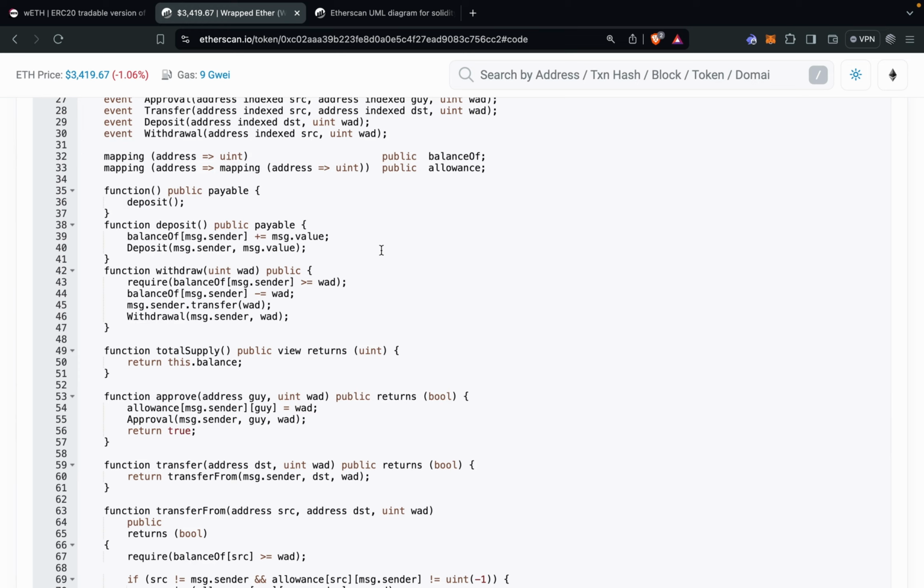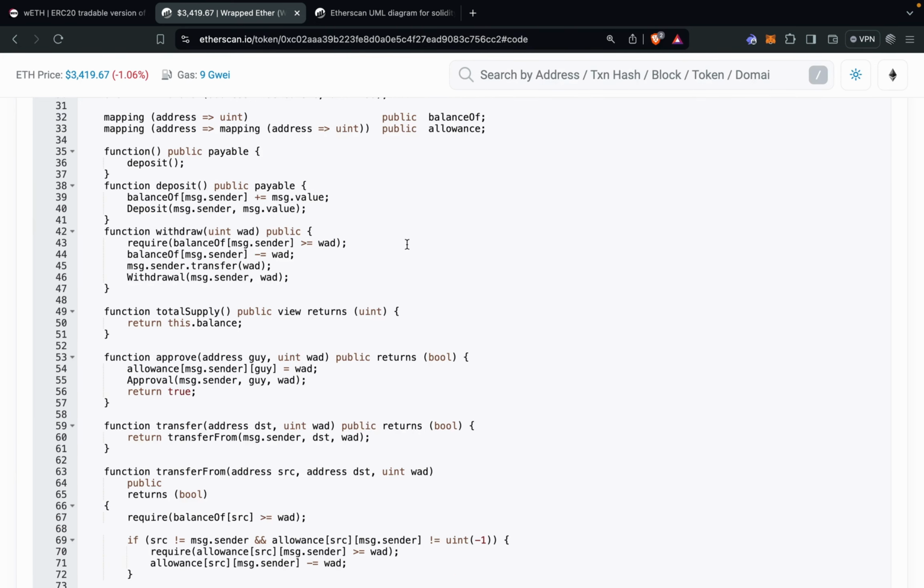Basically, if you send some ether to this contract, it will increase your WETH balance by that value. So if you create a transaction request to the deposit function and send 5 ether along with it, it will basically increase the value of WETH corresponding to your address by 5. And it will also emit a deposit event that this much ether was deposited in the contract by so and so. Then we have the withdraw function.